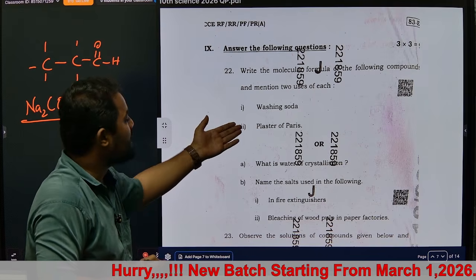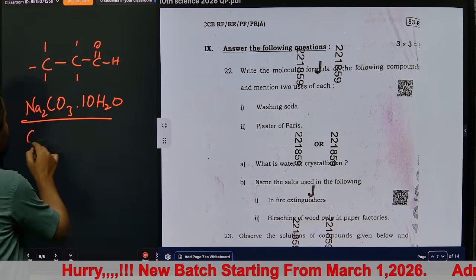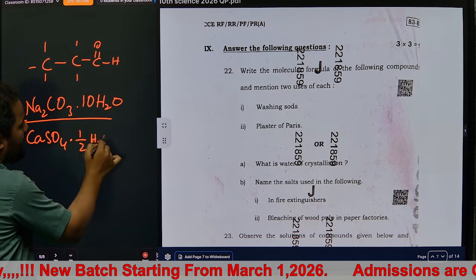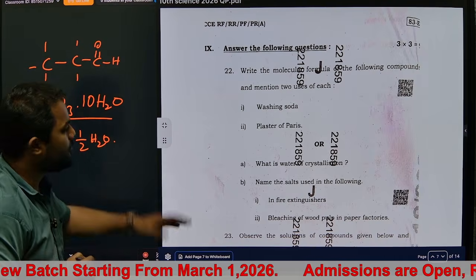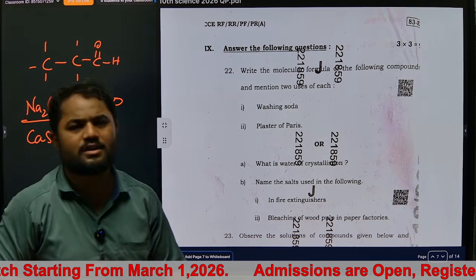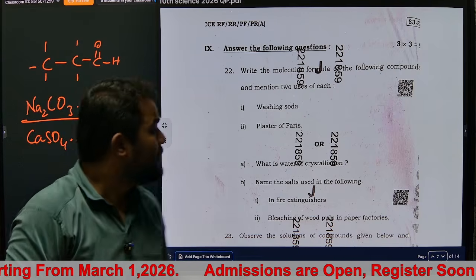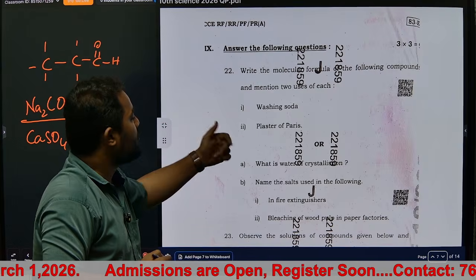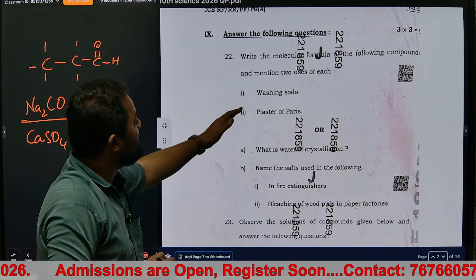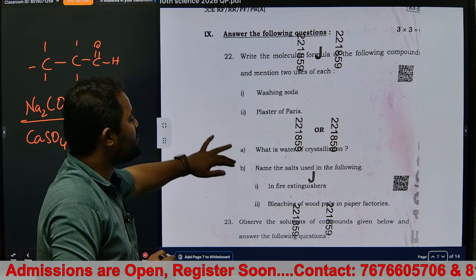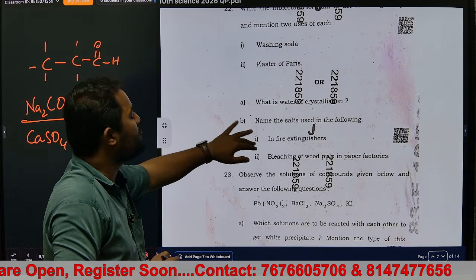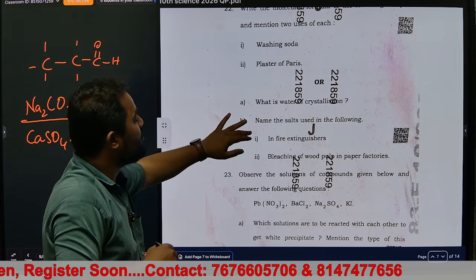permanent hardness of water. Plaster of Paris, what is the formula for plaster of Paris? CaSO4 dot half H2O. That will be the molecular formula. The uses of plaster of Paris, it is used in the making of toys. It is used in the fixing of the displaced bones or broken bones. Next, plaster of Paris is also used in the decorations. What is water of crystallization? It is a fixed amount of water, fixed number of water molecules present in one formula unit of a salt.